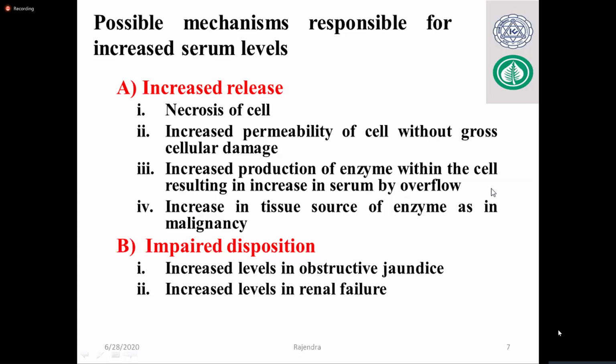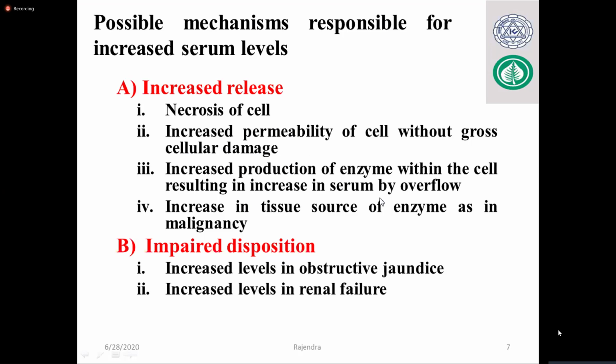What are the reasons? One, the biggest picture I just said, is damage to the cell. The enzyme is inside the cell, and once the cell is damaged, that enzyme comes into the blood, and we test that blood in our laboratory. There are some other reasons. Increased release due to cell damage or necrosis, or increased permeability of the cell without gross cellular damage. Sometimes the cell is not particularly damaged, but permeability is increased due to some hormonal abnormalities. That time also there is a chance of that enzyme being high in our blood.